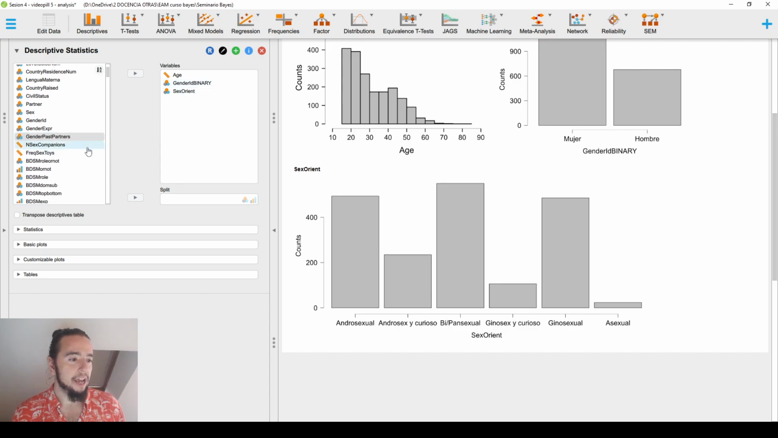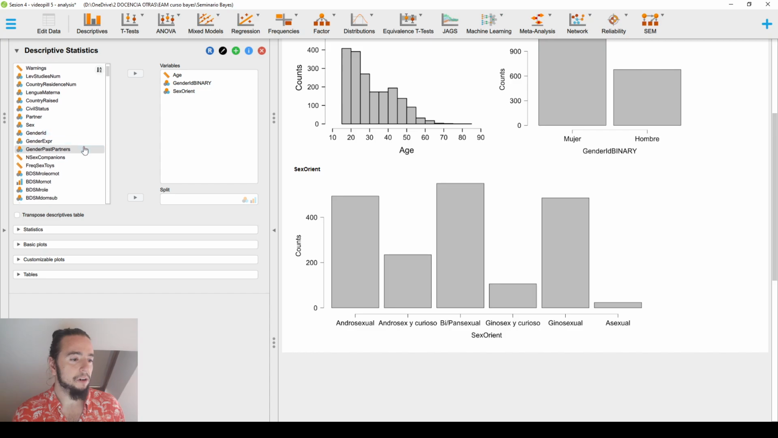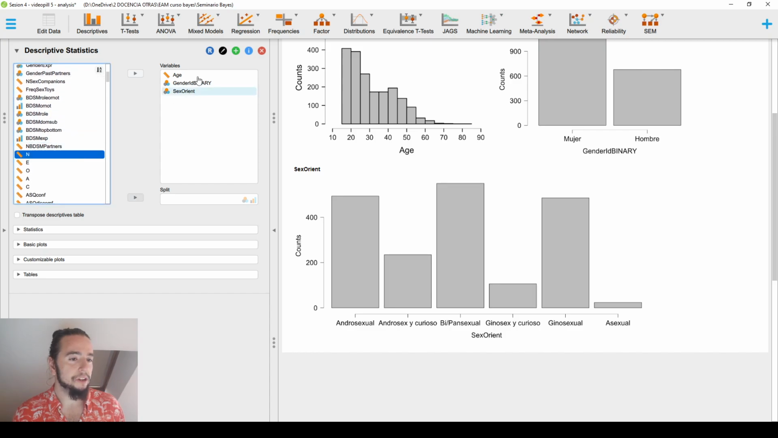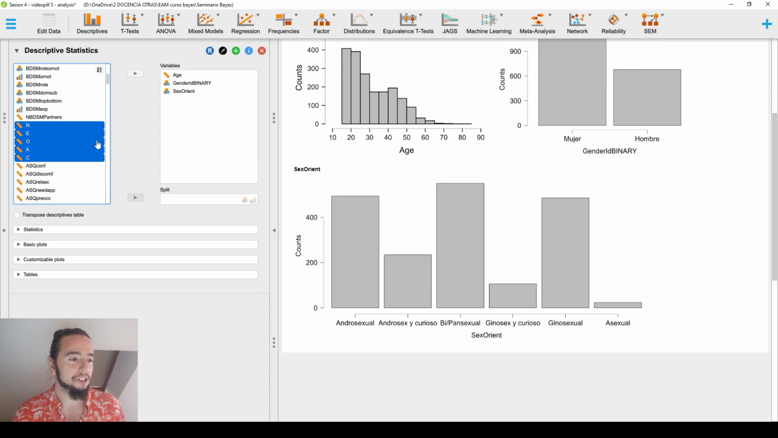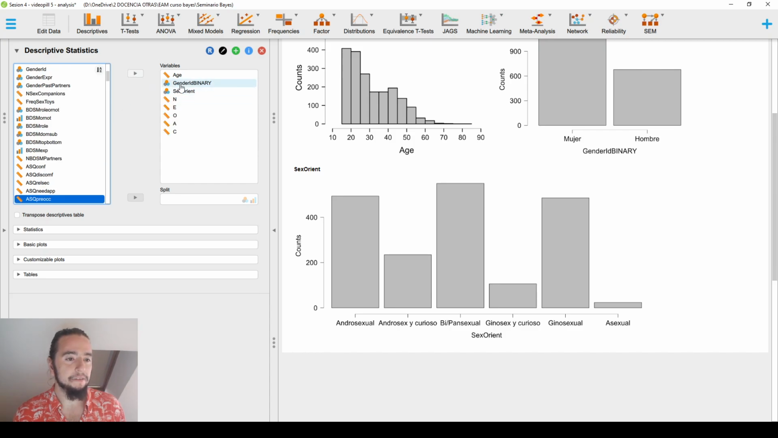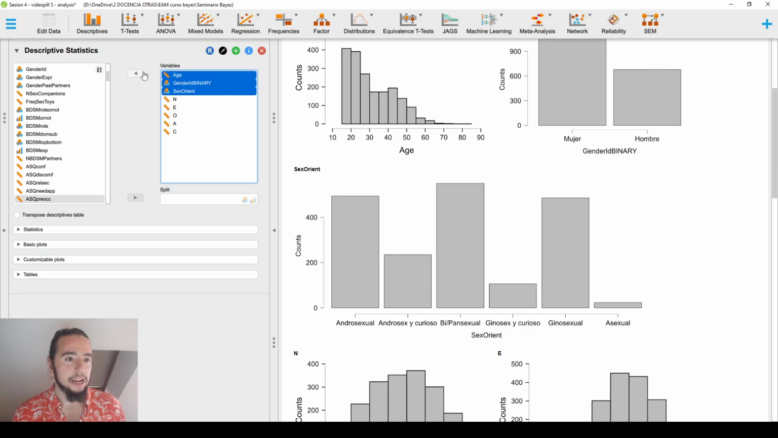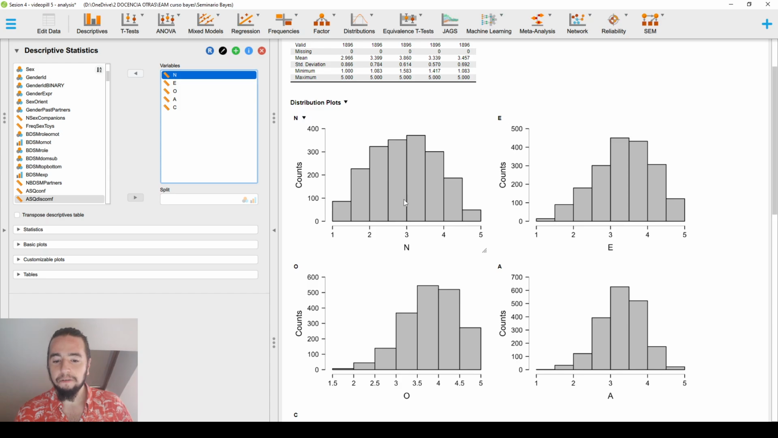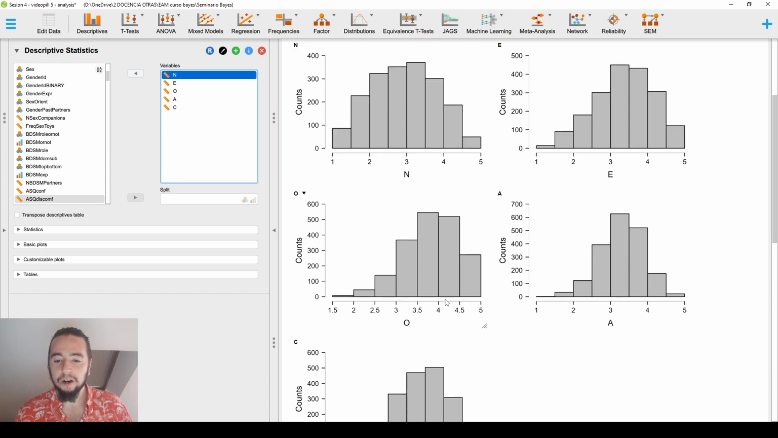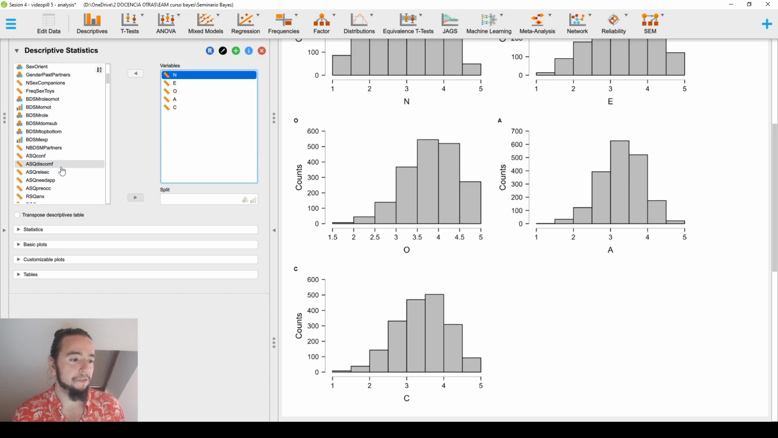And we have other interesting variables with psychological self-reports, like the Big Five here. Then, as you can see, let's remove these variables. We have mostly normal distributions regarding the 5 traits.